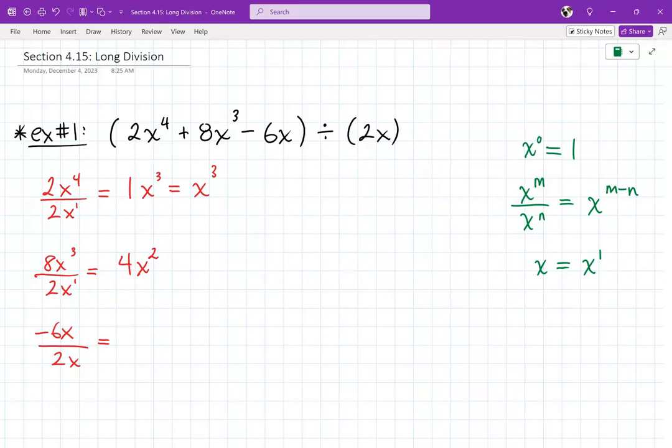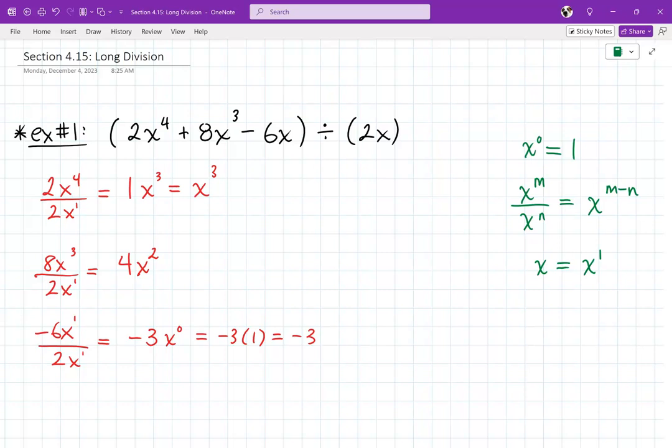All right, last one. Negative 6 divided by 2, that's negative 3. X divided by x. So that's x to the 1st divided by x to the 1st. That's x to the 0, right? 1 minus 1 is 0. But what's x to the 0? It's 1. So in other words, it just kind of disappears. This is negative 3 times 1, so it's just negative 3. So I'm done with this problem.